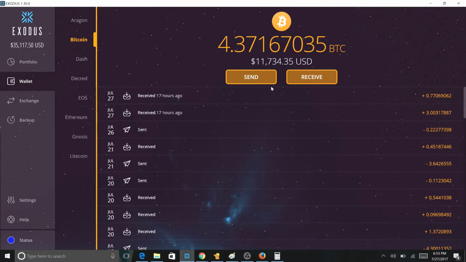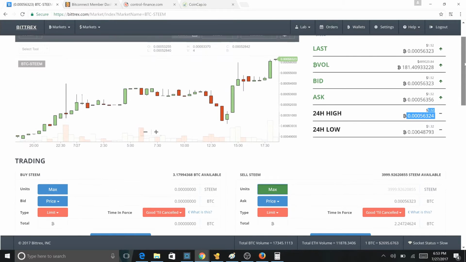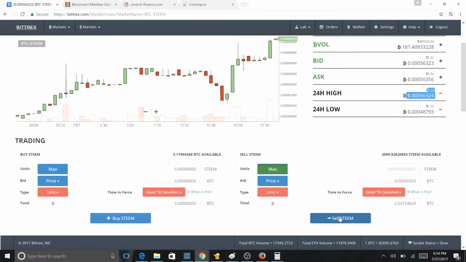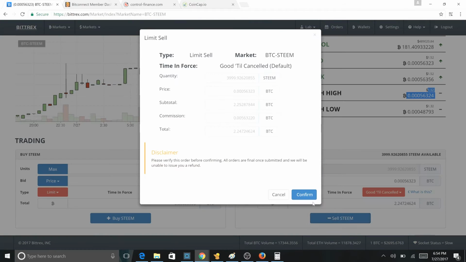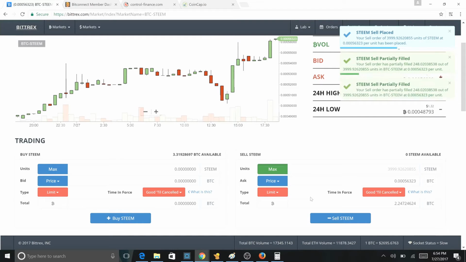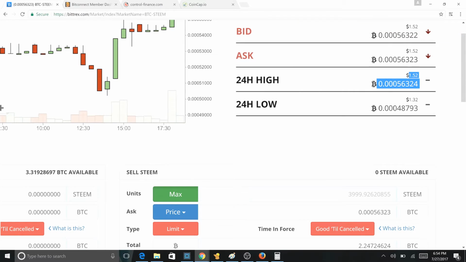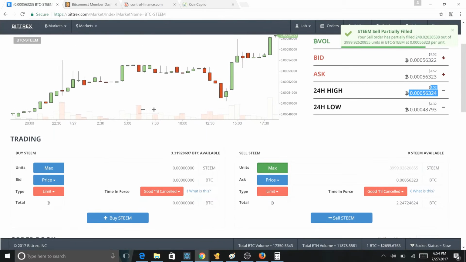Let's go to the Exodus wallet real quick. 0.332, we're looking at $891. I'll take it. We'll go to sell STEEM, confirm. It is partially filling some of my order.